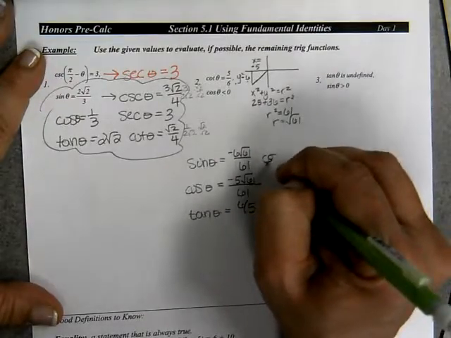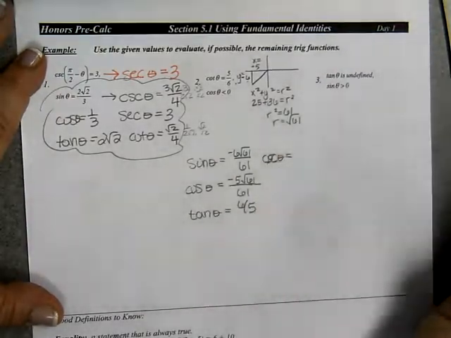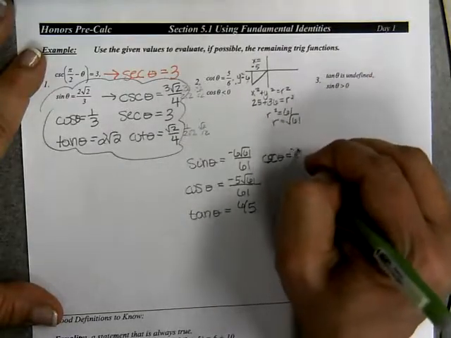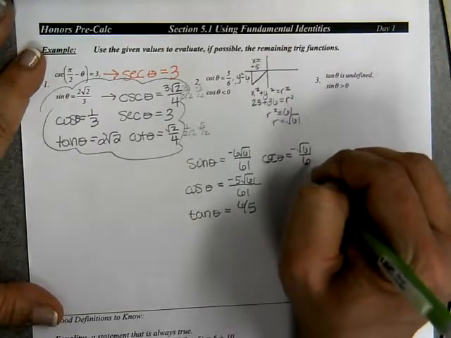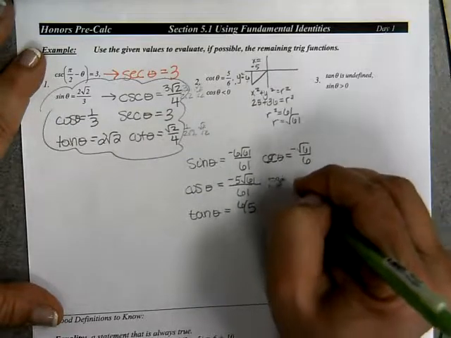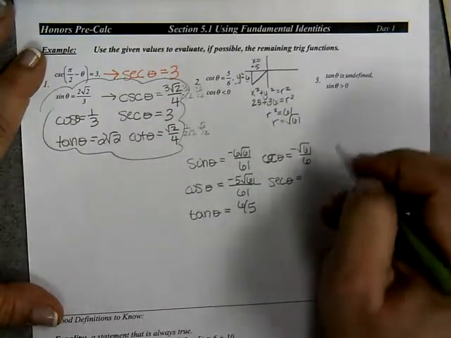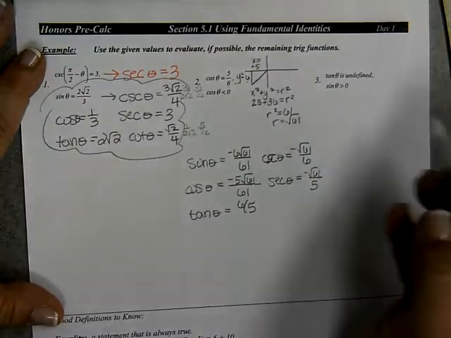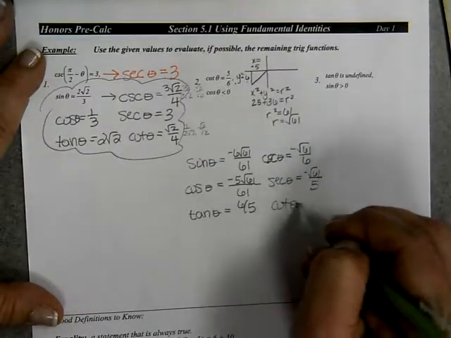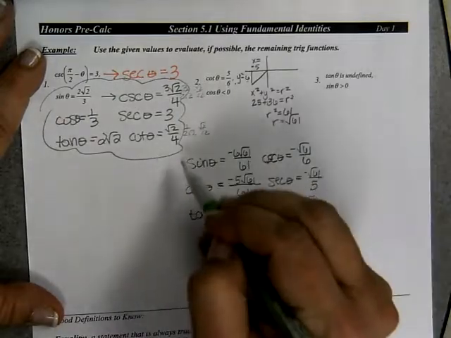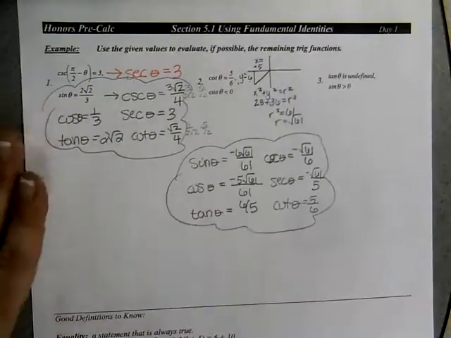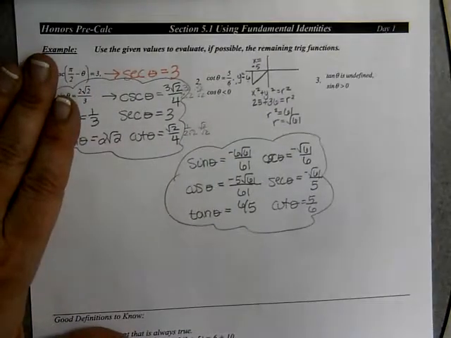And then the cosecant of theta is going to be r over y, so that's just negative root 61 over 6. We know that the secant of theta is going to be r over x, so negative root 61 over 5. And they told us the cotangent theta. I'm just going to write it because I want it to be even on both sides. And so then that's our 6 trig functions.